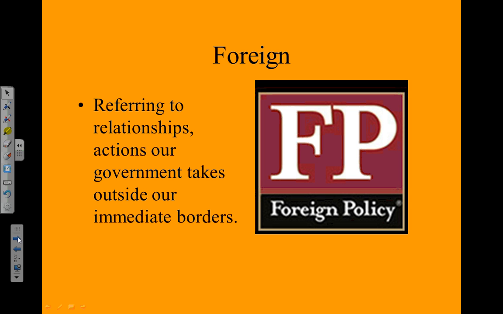Foreign. This word can mean a variety of things, but in our studies, we refer to foreign as foreign policy. Foreign policy is the word that we use to describe any type of relationship that our government has outside of our borders. So when we're dealing with Mexico, when we're dealing with Syria or Iran or Afghanistan or any other country, we are talking foreign policy.